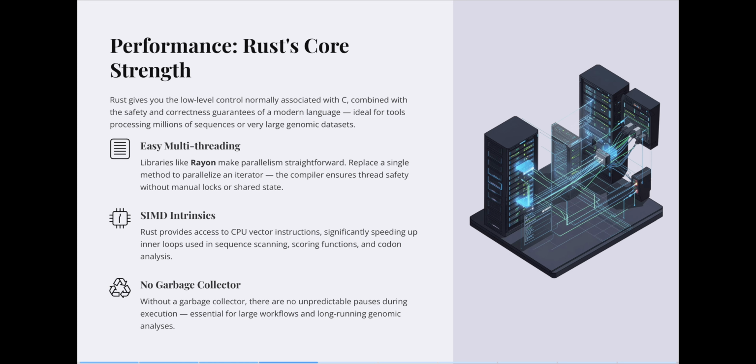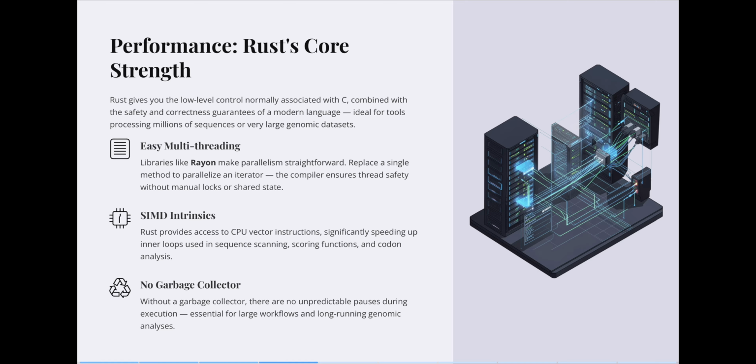First, Rust is extremely performant and has proven itself to be an excellent choice for building fast and memory-efficient libraries and applications. At its core, Rust gives you the low-level control normally associated with C and C++, combined with the safety and correctness guarantees of a modern language. This combination is very well suited for bioinformatics, where tools often process large numbers of sequences.